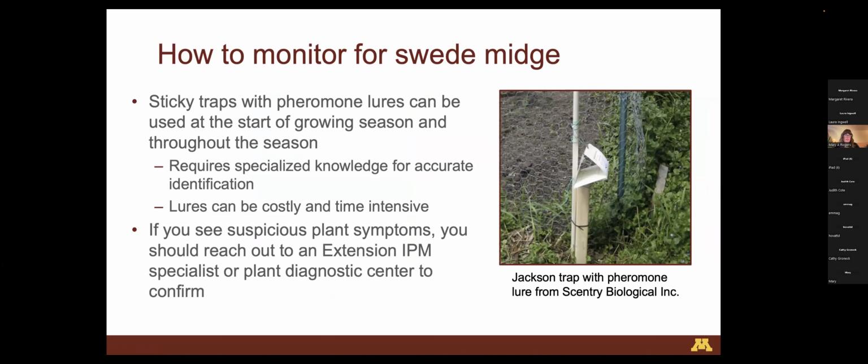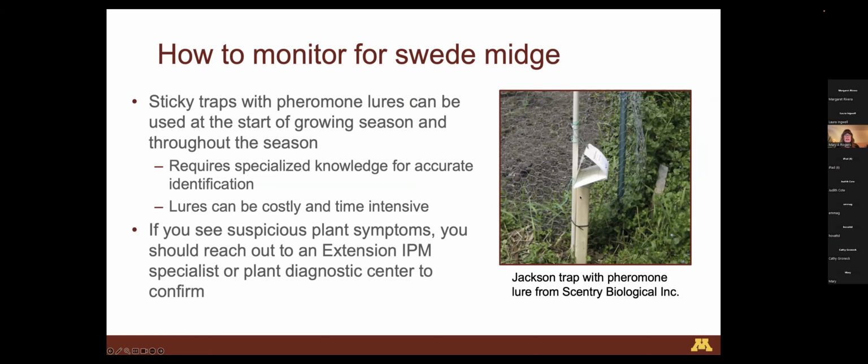And so the best way to monitor it is this combination of, if you see suspicious looking symptoms on your brassicas that are like the images I just showed, you can trap. So we use these Jackson traps from Century Biological. These are triangular shaped. There's a sticky card in here, so adults will fly in, get stuck. And then we have a chemical lure, and the lure is synthetic female sex pheromone. So only the males will be caught in these traps.